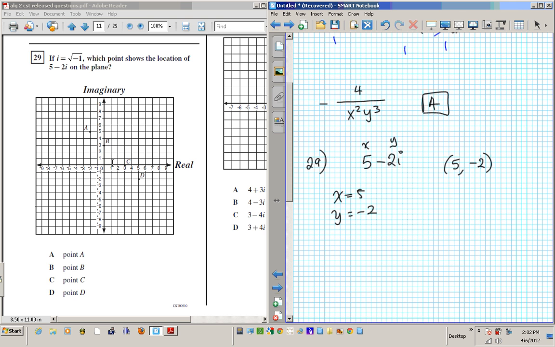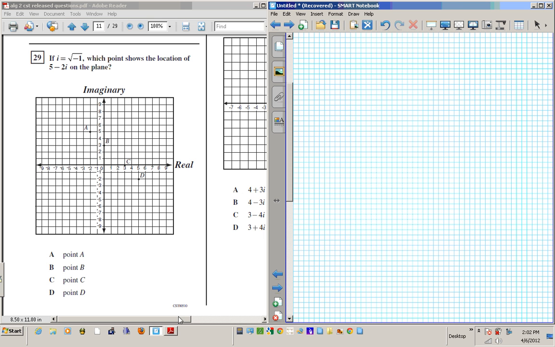You just go to the right 1, 2, 3, 4, 5, go down 1, 2, bam, there goes your answer. Your answer is point D. Okay, and which one is point D? Oh, option D is point D. What a coincidence. So this is your answer, okay? Alright, let's move on to question number 30.